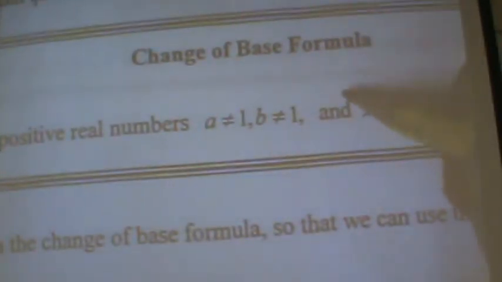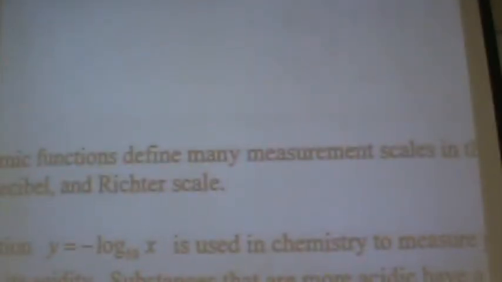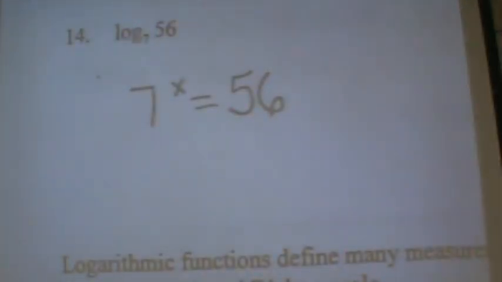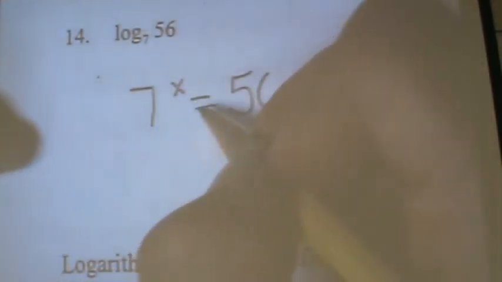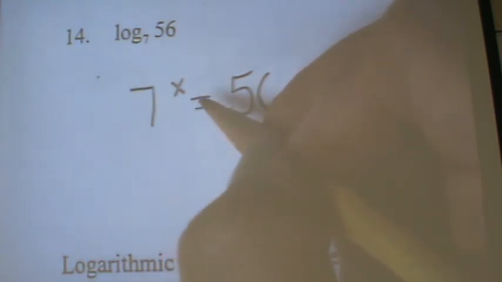I showed you this change of base formula. I want you to flip. Can you, on your calculator, do 14 for me? If I tried to rewrite this, 7 to what power is 56? I can't, 7 to the 8th power is not 56. Never mind. So if you try to rewrite this one, you're not going to get the answer. So you need a calculator.